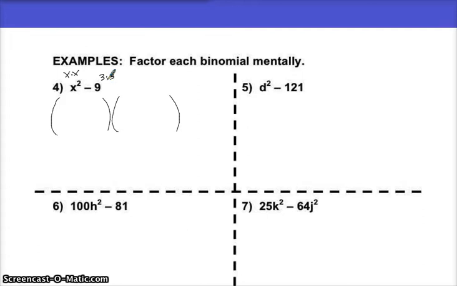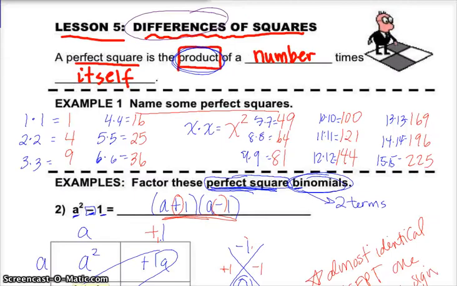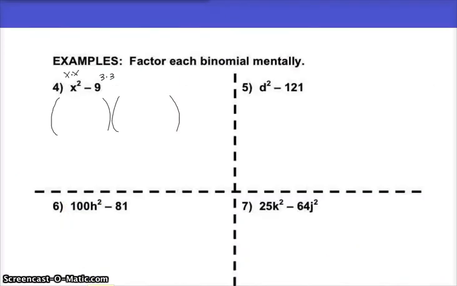So we just saw in our pattern that our parentheses are going to be identical, except one parentheses is going to have a plus sign, one parentheses is going to have a minus sign. A times a gives us the a squared. +1 times -1 gives us -1. So in this case, we have x times x gives us x squared. And we have positive 3 times negative 3 gives us negative 9. Our parentheses are almost identical, except one has a plus sign and one has a minus sign.